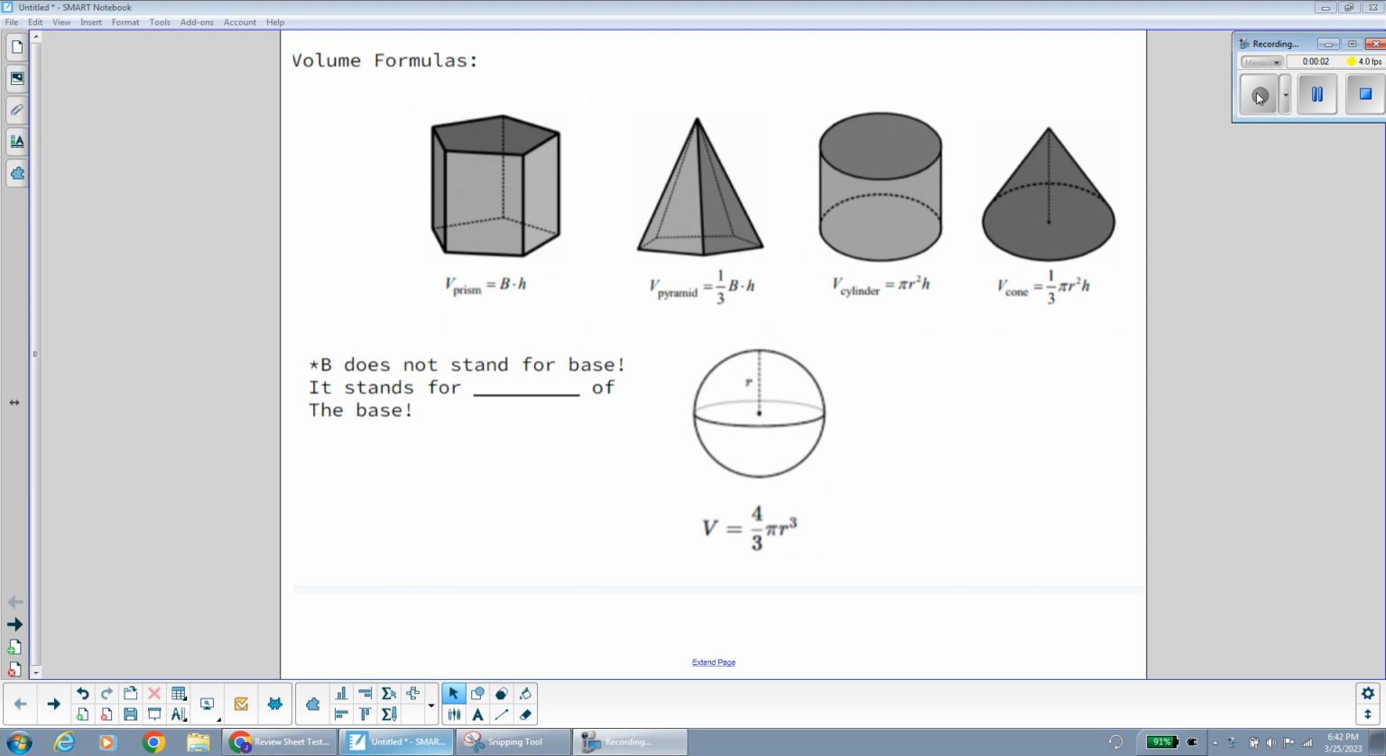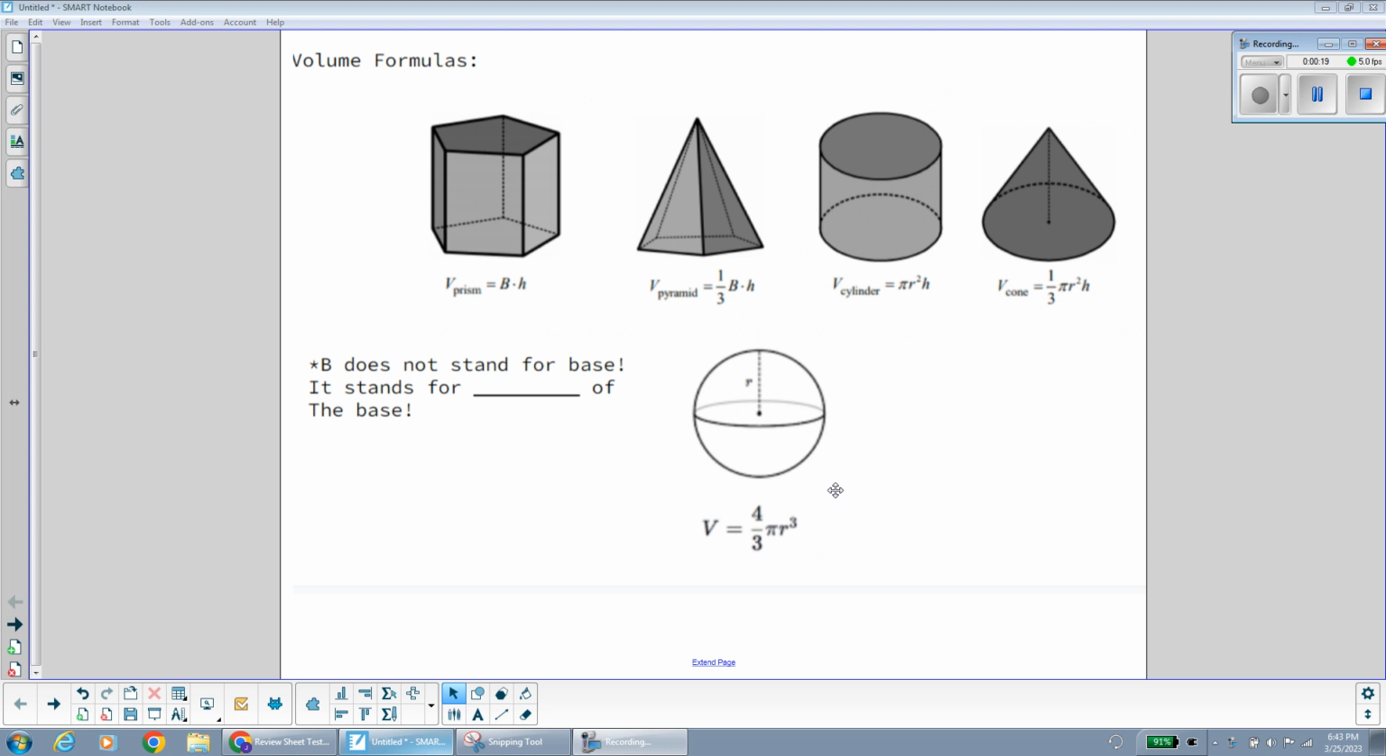In this video, we're going to talk about volume and density. Just a refresher on some of the important volume formulas that we are going to need to know: volume of a prism, pyramid, cylinder, cone, and sphere. And these formulas are all given on the reference sheet on the Regents exam.